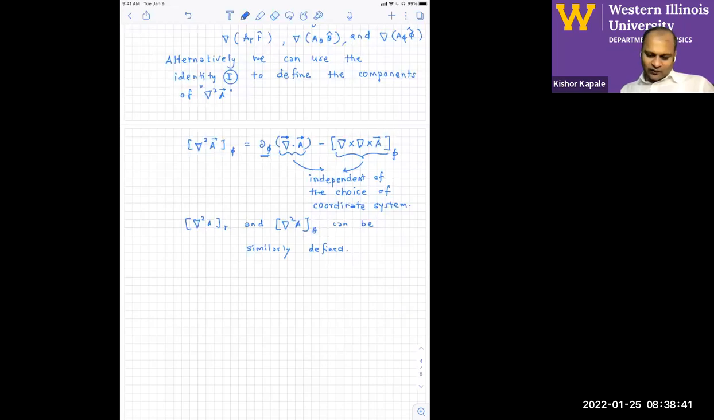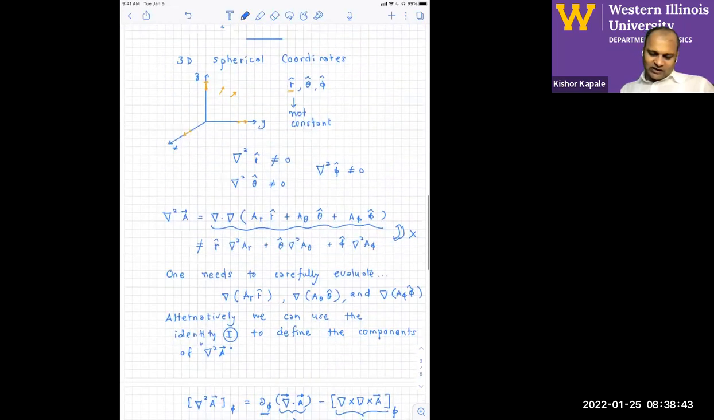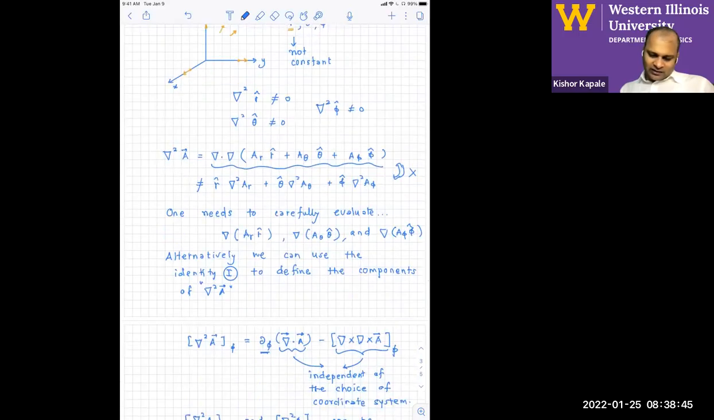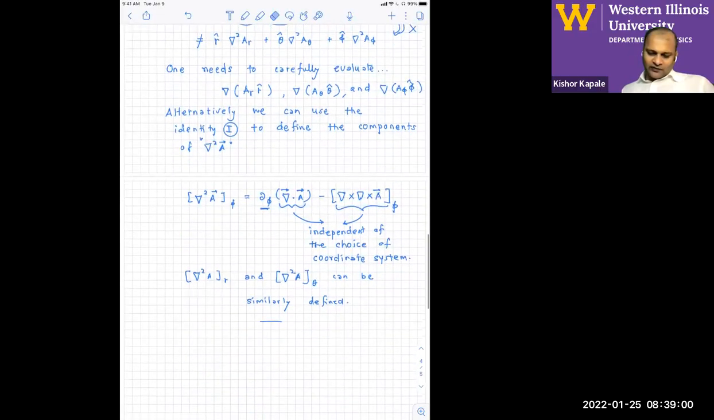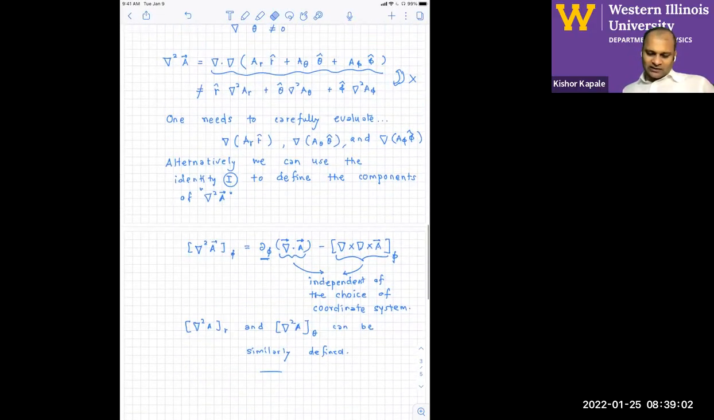We saw two ways of doing it. First one is this tricky business of evaluating all of these individual quantities and then applying the del operator again. That's quite tricky because it involves the derivatives of r, theta, and phi, and you don't want to worry about them too much. So can you express it in a slightly different manner?